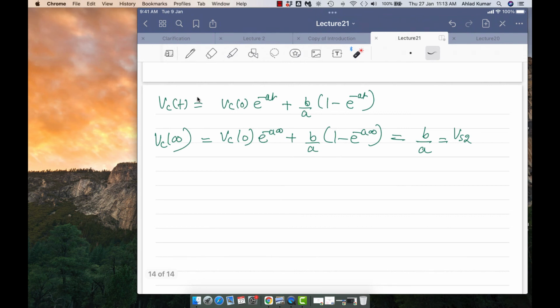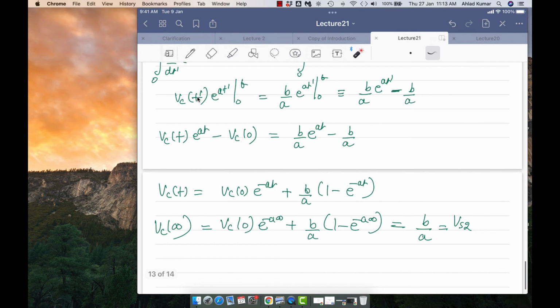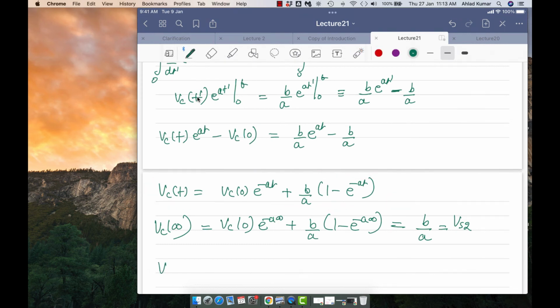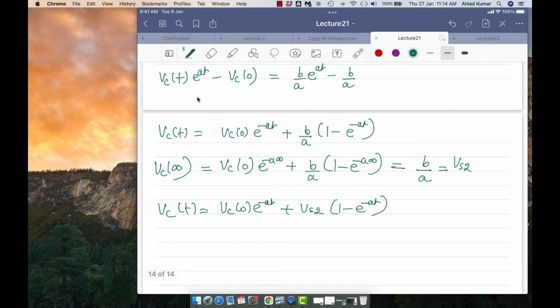So what you can do now is replace the B by A terms in this equation by Vs2. So if I do that, it will be Vc(0) e to the minus At plus Vs2 times 1 minus e to the power minus At. We can do that, right? And if I want to be specific, then what is this Vs2? It is nothing but Vc infinity, right?